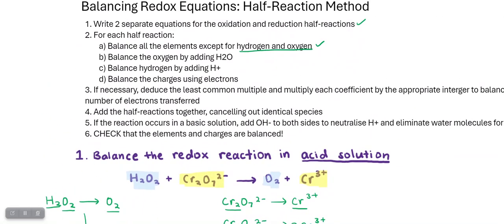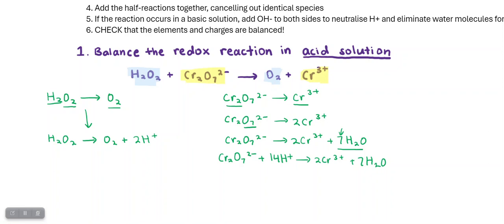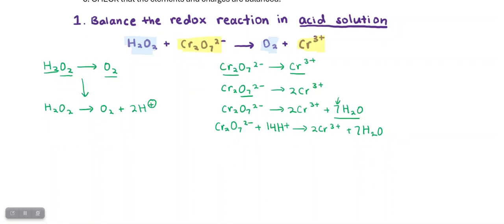Okay, now 2d is balance the charges using electrons. So what I'm going to do here is pay attention to this charge here. So you want to think of this as a whole. All of the charges on the reactant side and all of the charges on the product side are going to add together, and then you want to balance it on both sides. So on my left side, the hydrogen peroxide, we have a charge of 0, and on this side we have a +1 charge. So what do we need to do to balance it? Well, we need to add an electron to the product side.